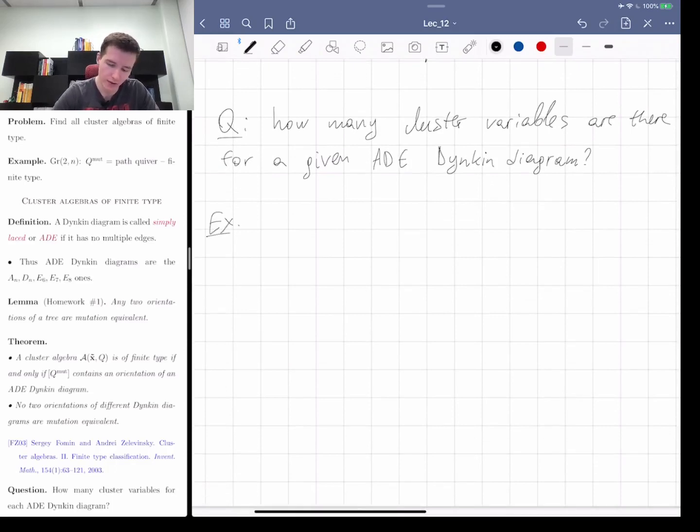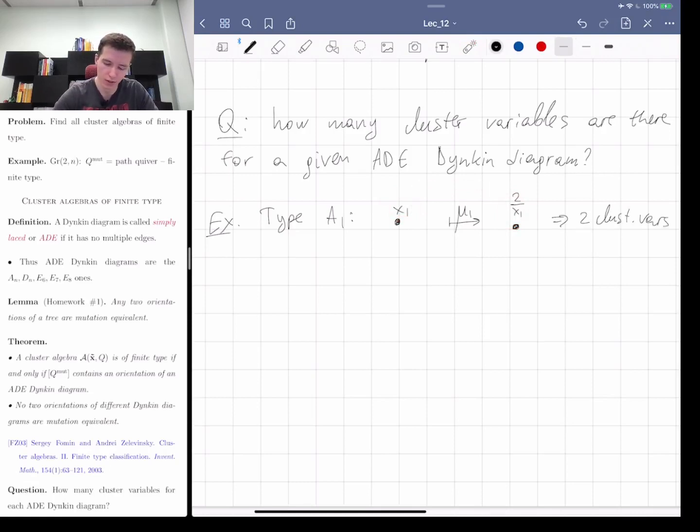Well, let's start with type A1. Your quiver looks like this. It's just a single vertex labeled by x1, and then you mutate at 1, and you get 2 over x1. And that's it. Then you mutate again, you get back here, so you get two cluster variables.